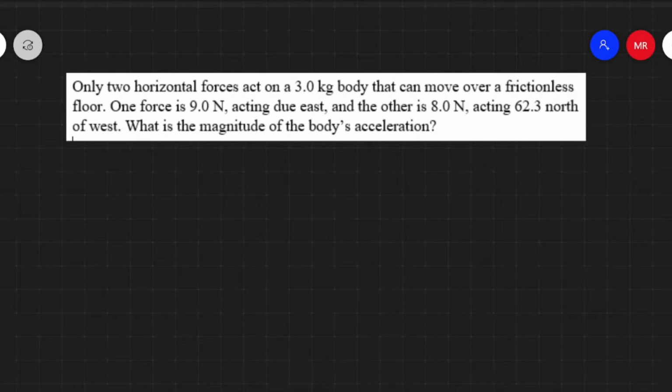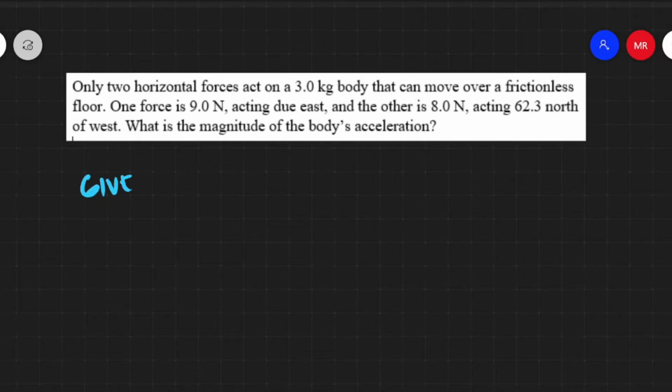Only two horizontal forces act on a 3 kg body that can move over a frictionless floor. One force is 9 newtons, acting due east, and the other is 8 newtons, acting 62.3 degrees north of west. What is the magnitude of the body's acceleration? Now let us solve this problem.